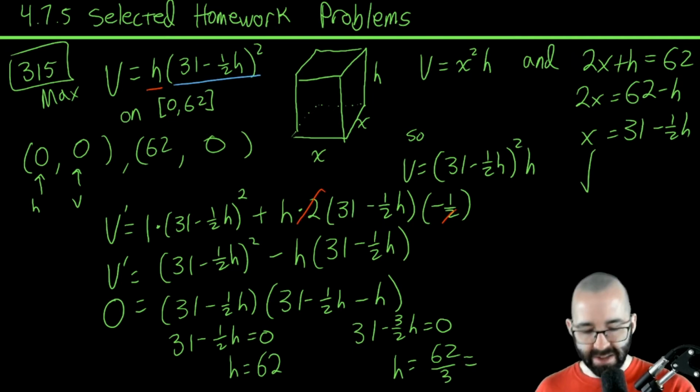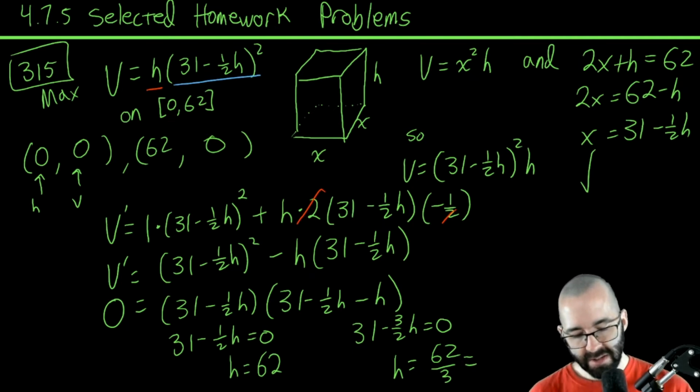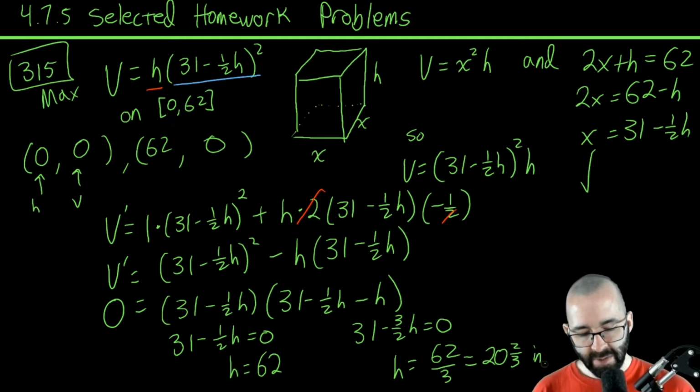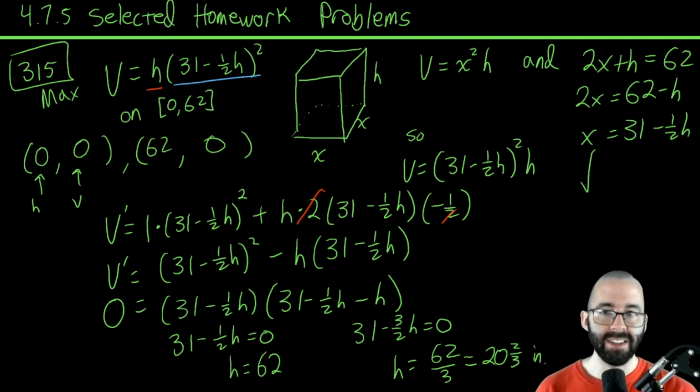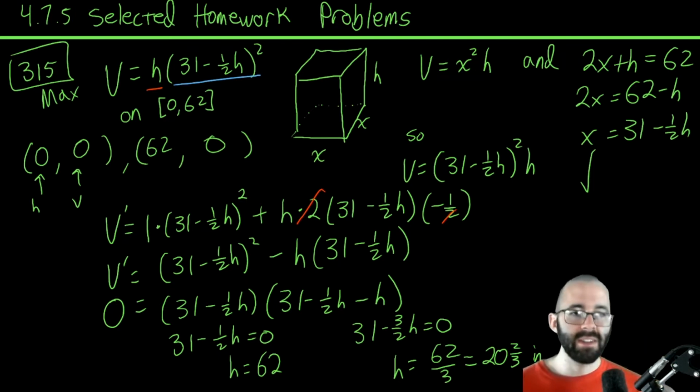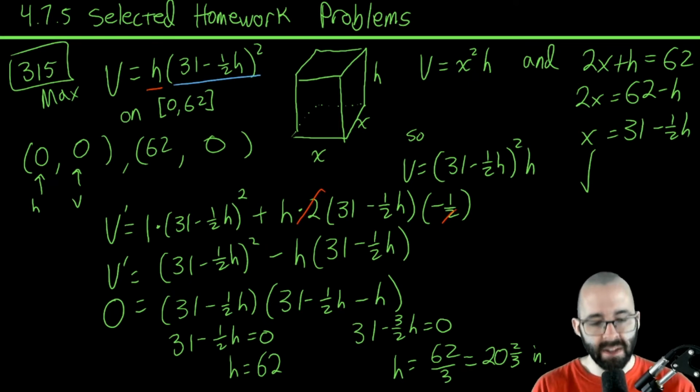What is that as a mixed number? 20 and 2/3? I almost never use mixed numbers, but it makes sense when talking about the dimensions of a box, of a suitcase, I think. All right, all that's left is finding out what the base has to be. What is x?